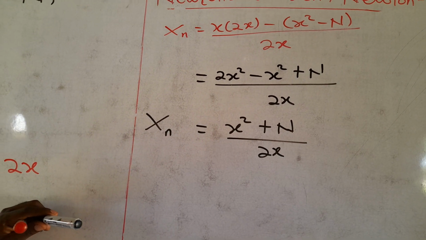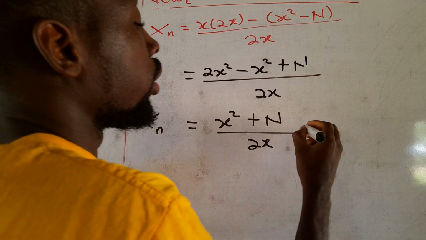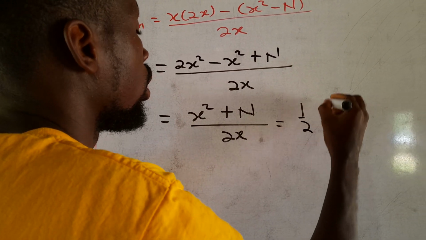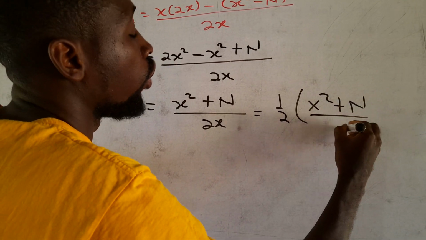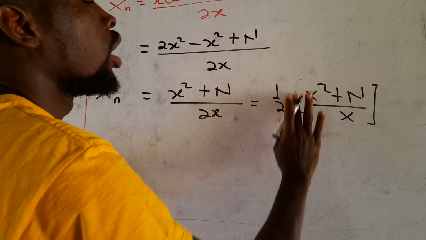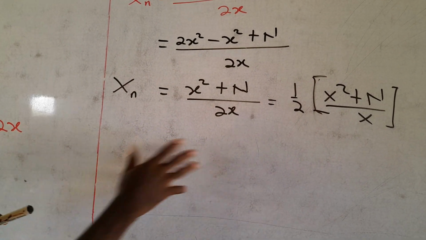I hope you get that. We can still simplify this further by factoring out 1 over 2. So we can still write this as half of the bracket x plus n over x, which is the same thing. So this will be the Newton's algorithm for finding the square root of n.